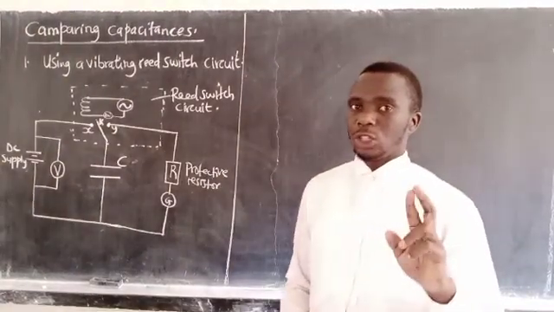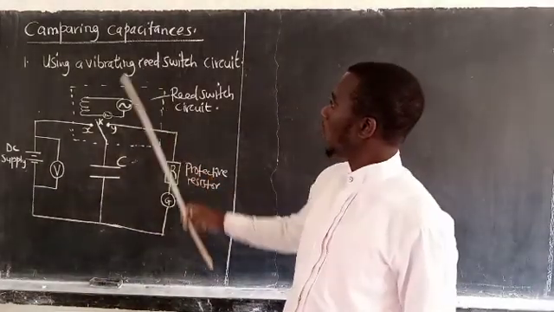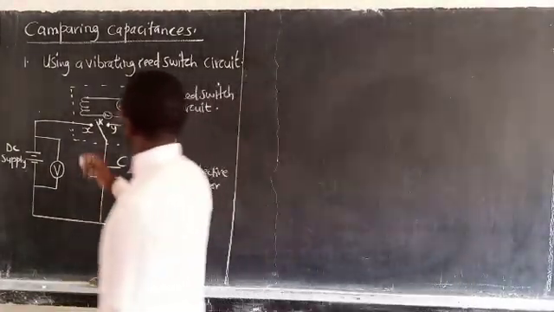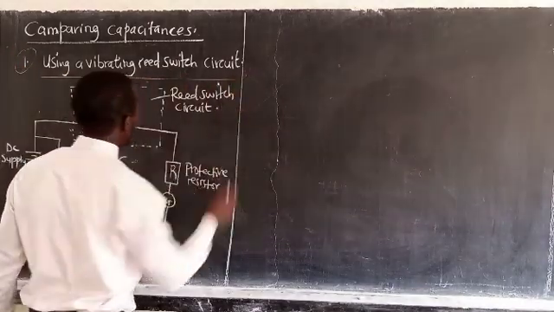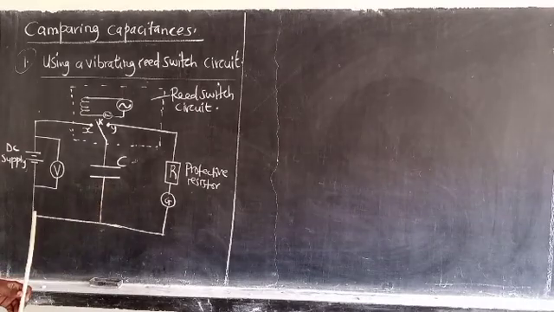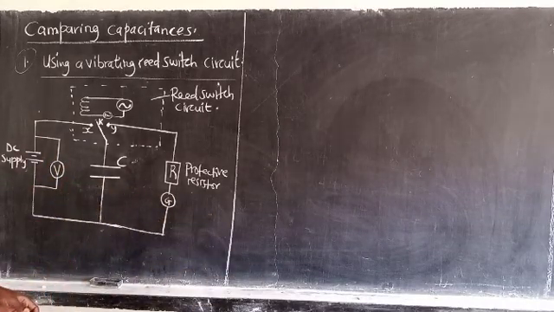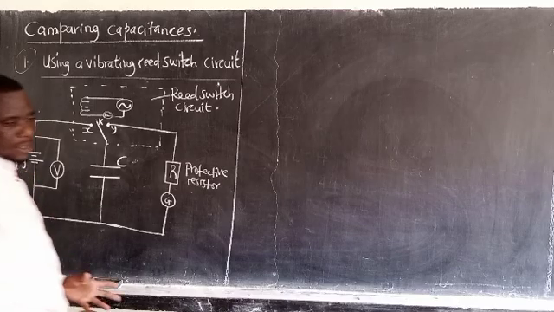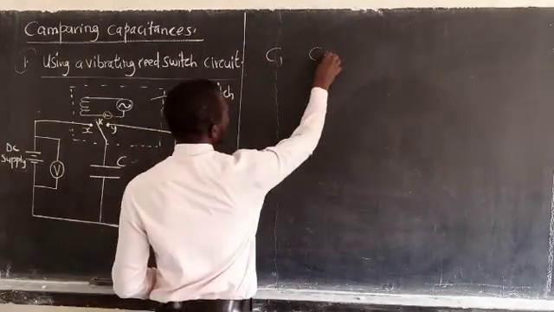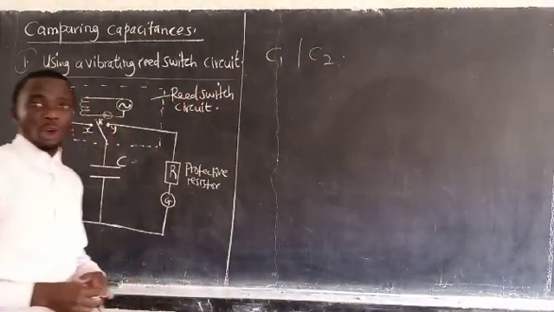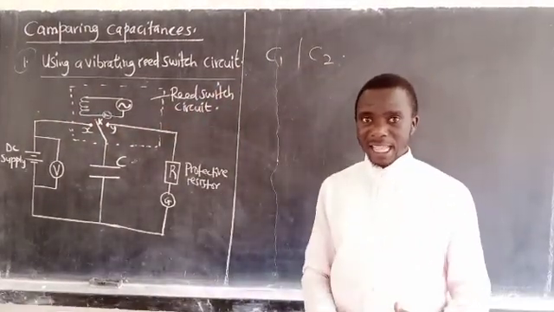We have two sets of apparatus that we are going to use. The first one is a vibrating reed switch circuit. Remember this circuit? We started with it. We have been using these circuits to perform very many practicals. Now we are still using it. So how do we compare? We have two capacitors. One will be of capacitance C1, another of capacitance, let's say, C2. We want to compare them. Which one has a greater capacitance than the other?